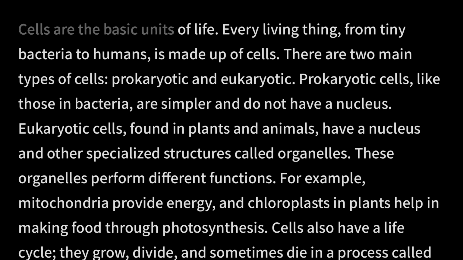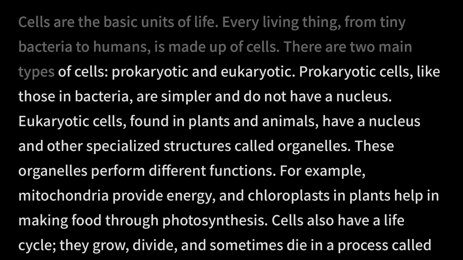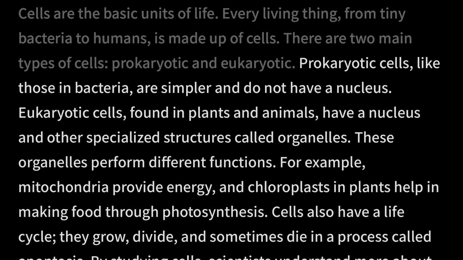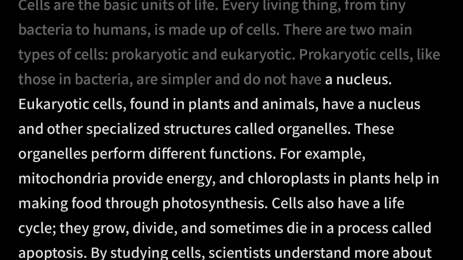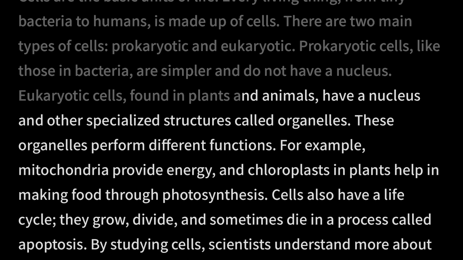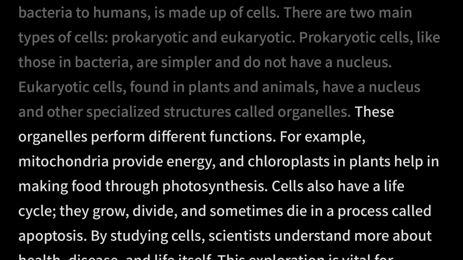Cells are the basic units of life. Every living thing, from tiny bacteria to humans, is made up of cells. There are two main types of cells, prokaryotic and eukaryotic. Prokaryotic cells, like those in bacteria, are simpler and do not have a nucleus. Eukaryotic cells, found in plants and animals, have a nucleus and other specialized structures called organelles.